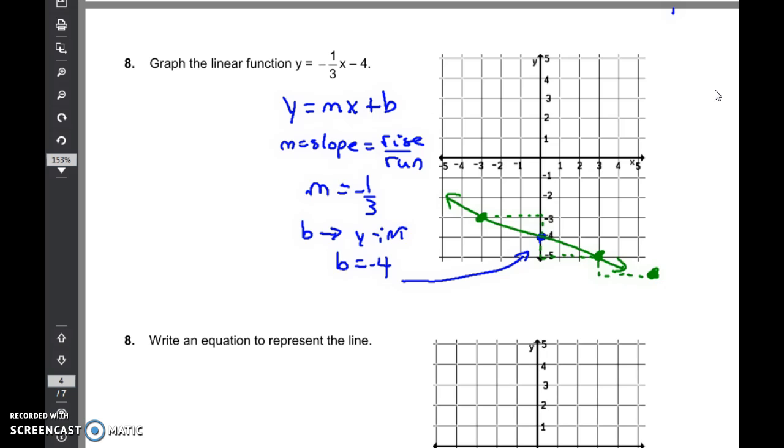So, quick review. Plot the negative 4. And then use rise over run from the negative 4. Okay, if you need to pause, go ahead and pause.